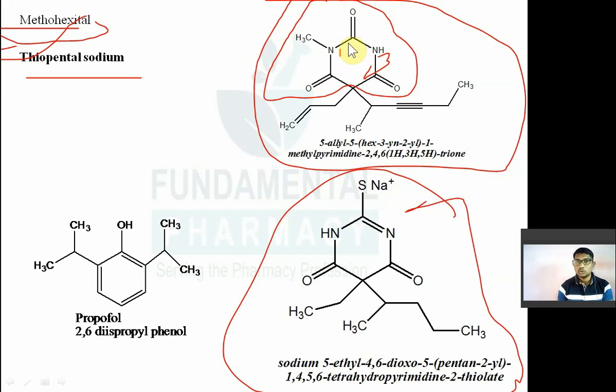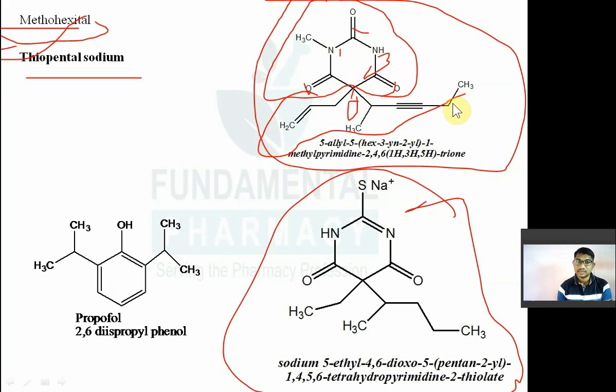So pyridine 2,4,6 trion, there are 3 ketones, so trion. So pyridine 2,4,6 trion is known as barbituric acid. Now this one is known as the fifth position. Substitution will happen at this position.